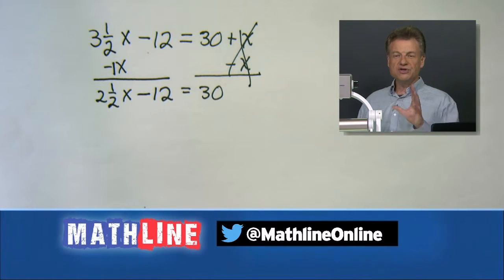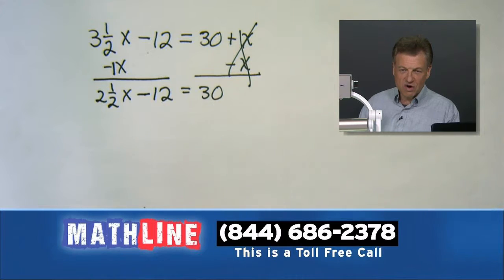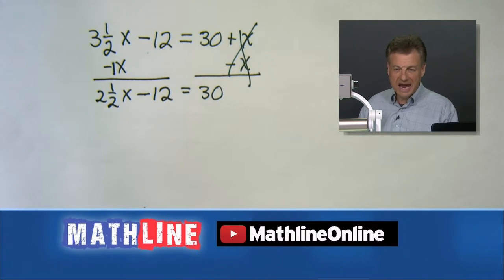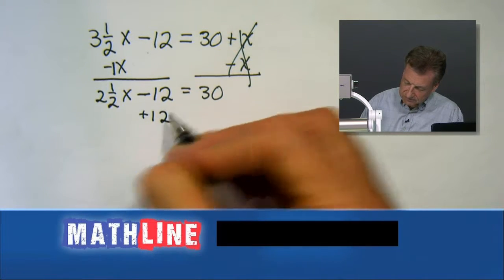Now, what we need to do from here is move that 12 over, and that's where things get a little more interesting. What are we going to have? What's going to happen to us? Well, we're going to have to add 12.